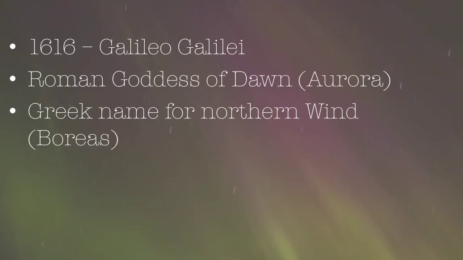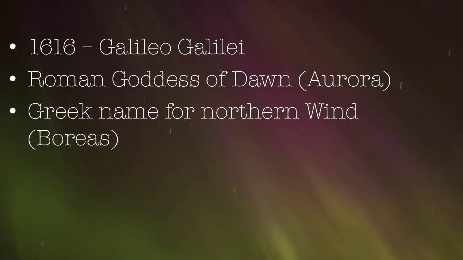So where did the name Aurora Borealis come from? As early as 1616, Galileo started using this name to describe them. Aurora comes from the name of the Roman goddess of dawn, and Boreas comes from the Greek name for the northern wind.